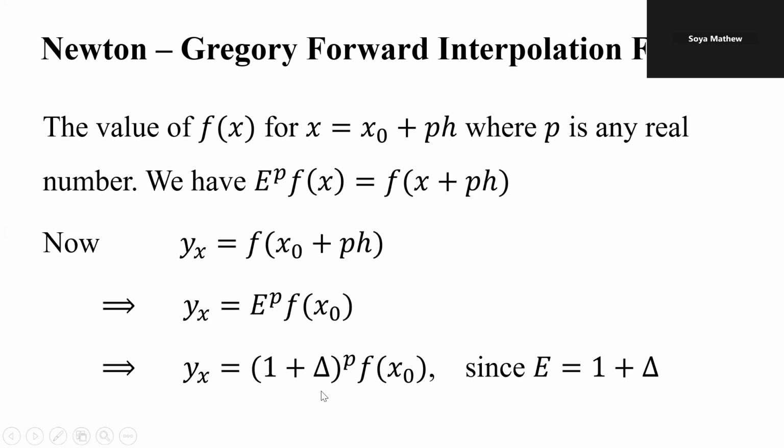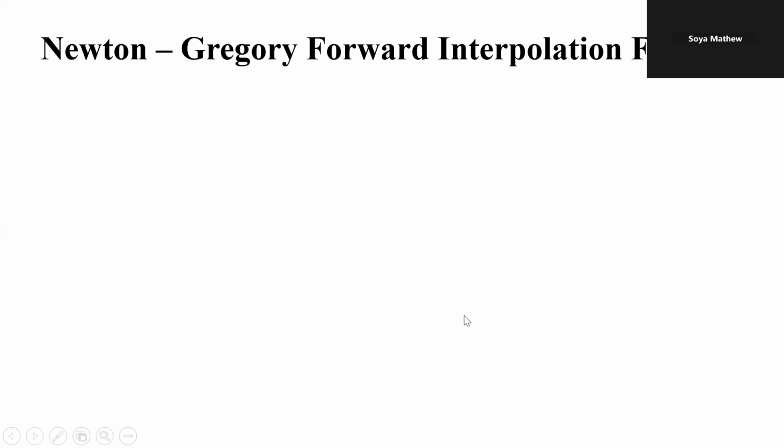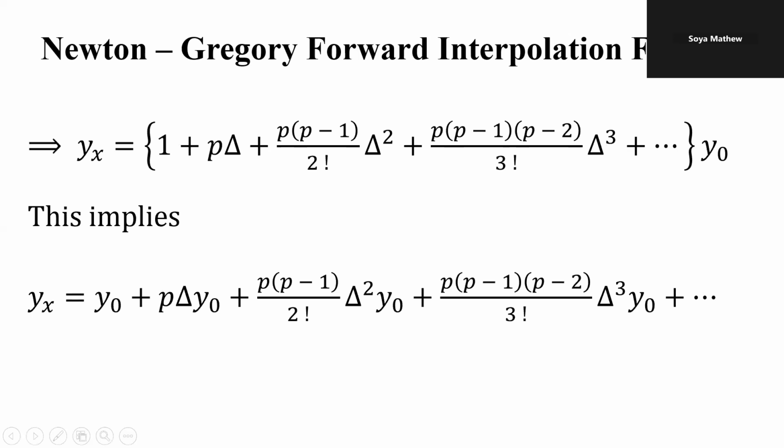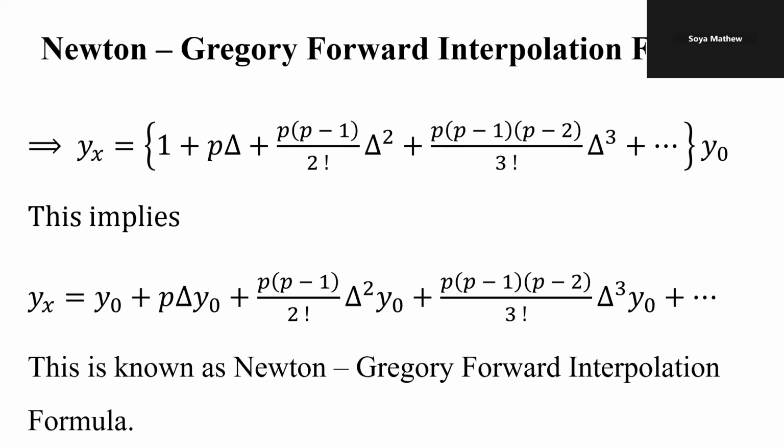Now applying the binomial expansion for 1 plus delta, the whole raised to p, we get y of x equal to 1 plus p delta plus p into p minus 1 by 2 factorial delta square plus p into p minus 1 into p minus 2 divided by 3 factorial into delta cube plus etc., times y naught. Multiplying y naught into the bracket, we get y x equal to y naught plus p times delta y naught plus p into p minus 1 by 2 factorial delta square y naught plus etc. And this is what we call the Newton-Gregory forward interpolation formula.